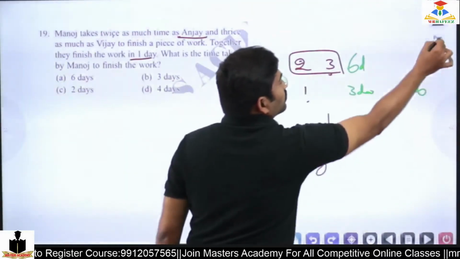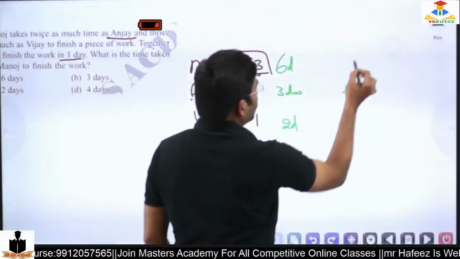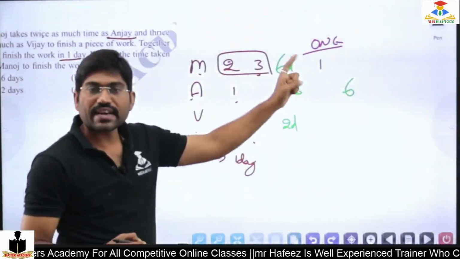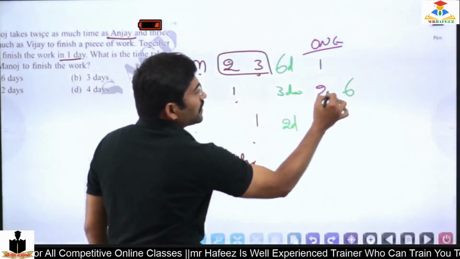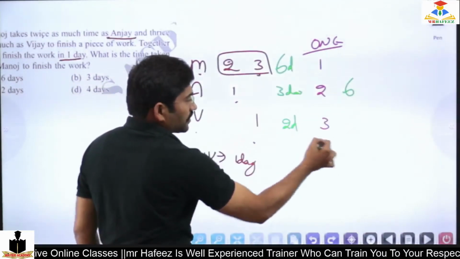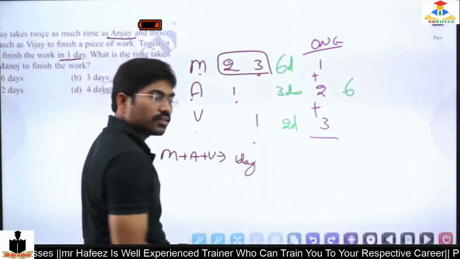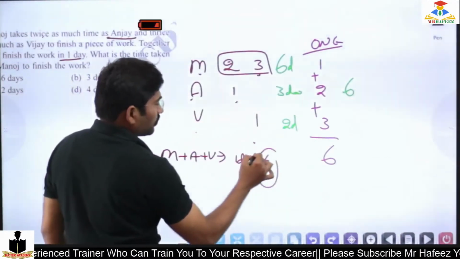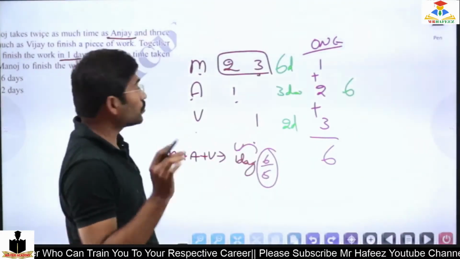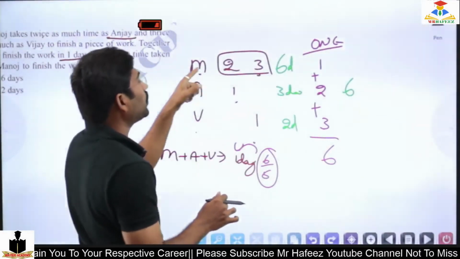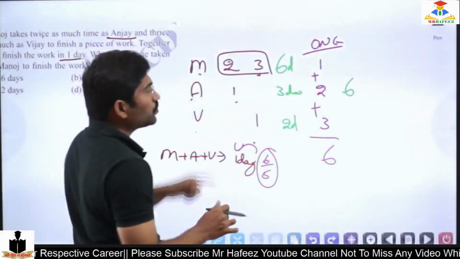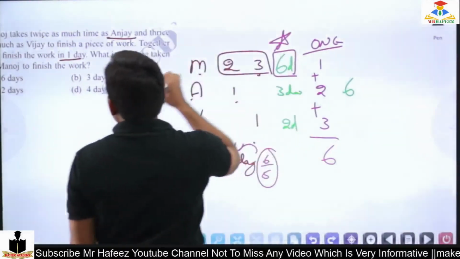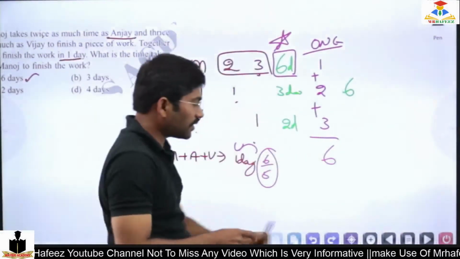What is LCM? It's 6. If it is 6, 1 day work is 1 times 6 is 6, 2 times 3 is 6, and 3 times 2 is 6. So these are the works. 1 plus 2 plus 3 is 6. So 6 by 6 is 1 day. Yes or no? So what he is asking about Manoj, 6 days is the right answer.